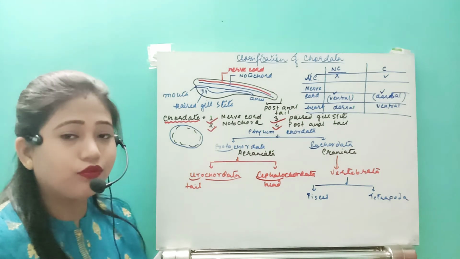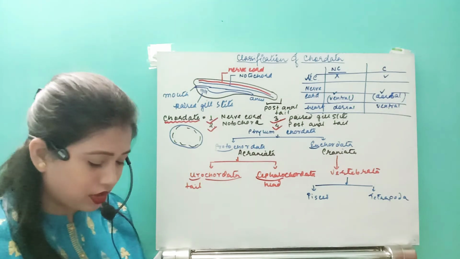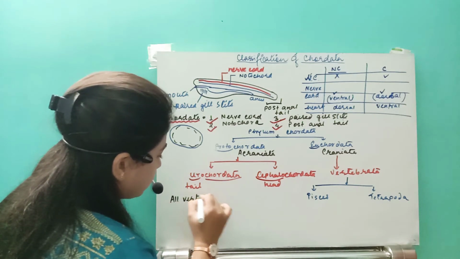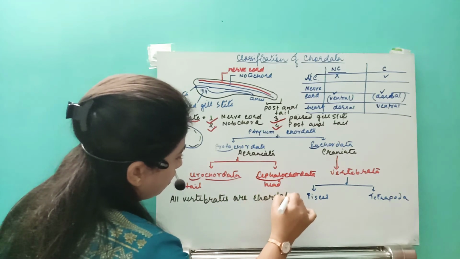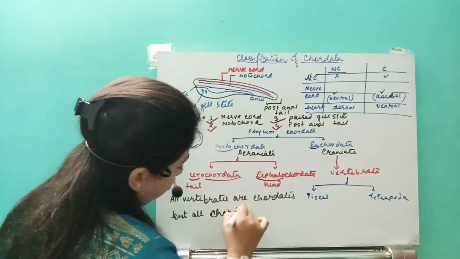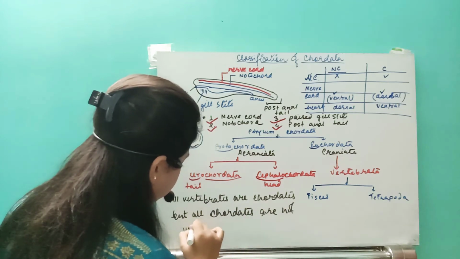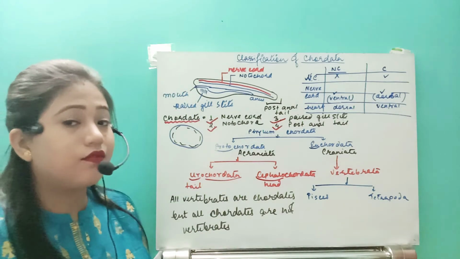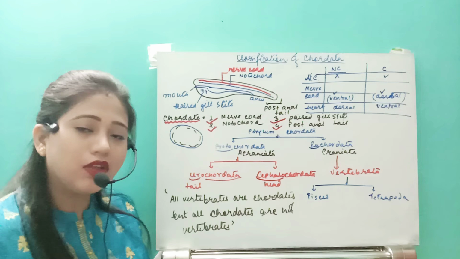Hope all of you have understood those things. Remember, I will tell you one very important line: all vertebrates are chordates, but all chordates are not vertebrates. Okay, this is one very important line and you may be asked to explain the meaning of this line.